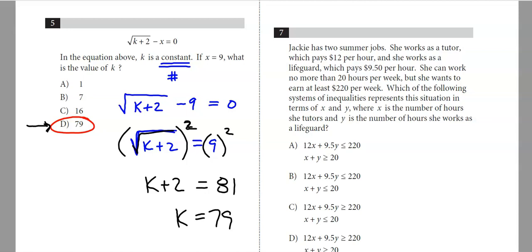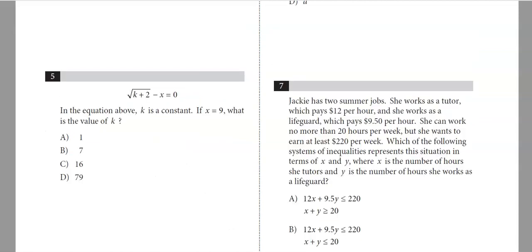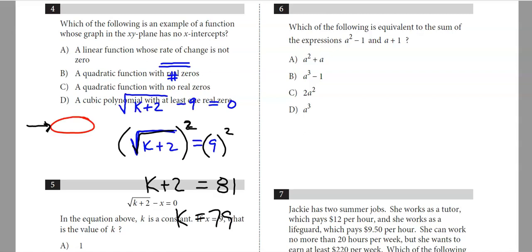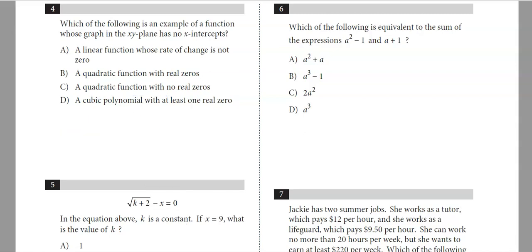All right, number 6. Go up here, scroll up to number 6. Which of the following is equivalent to the sum of expressions? So this is when I break down categories on the SAT. This falls under manipulating expressions. We're not solving. We're just trying to write an equivalent one.